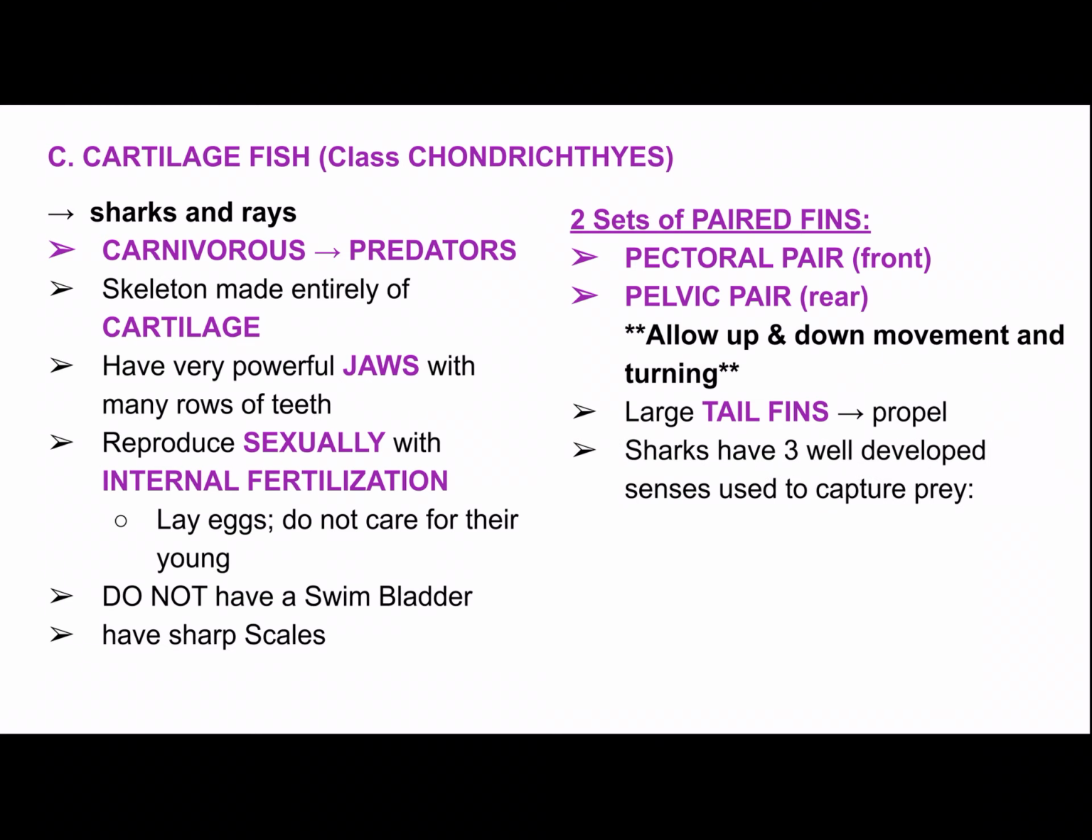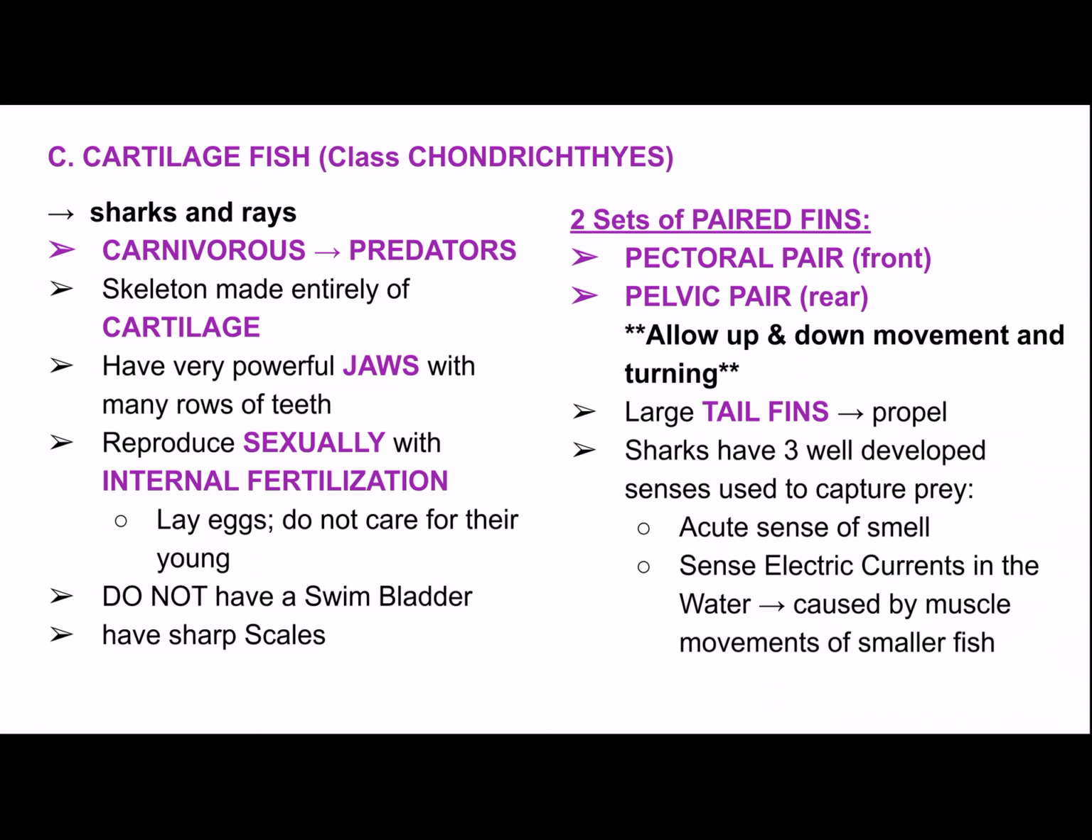Sharks have three very well-developed senses that they use to capture prey. They have an acute sense of smell. You may have heard that one drop of blood in the water will attract sharks for miles around, and that is actually true. They can sense blood in the water. They also have the ability to sense electric currents in the water, which is caused by muscle movements of smaller fish, which is kind of neat. When smaller fish are swimming by, their muscle movements send an electric current through the water that the sharks are able to pick up as they're swimming.